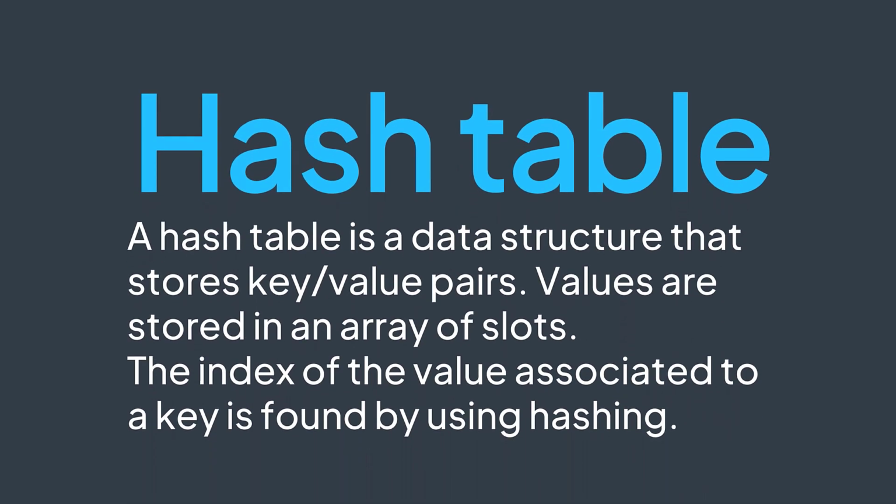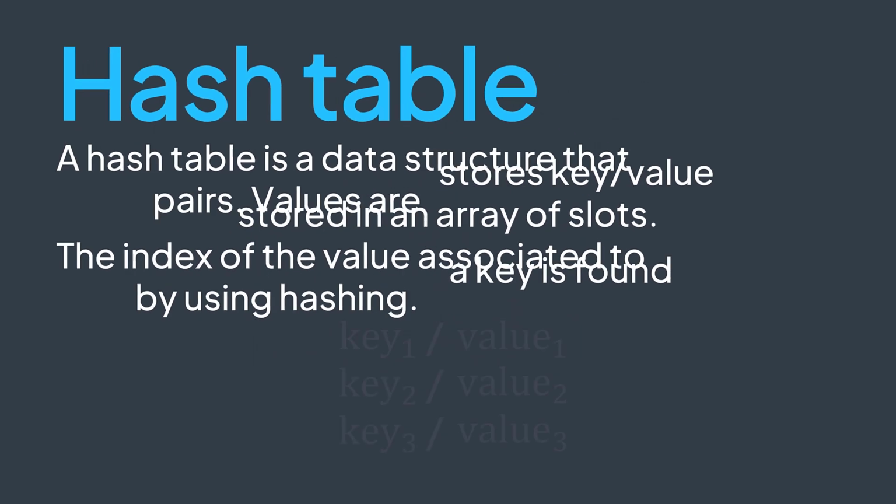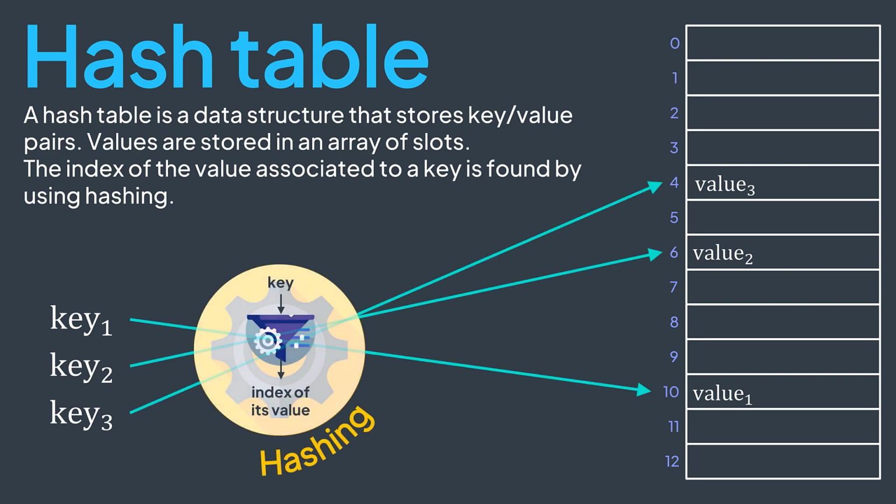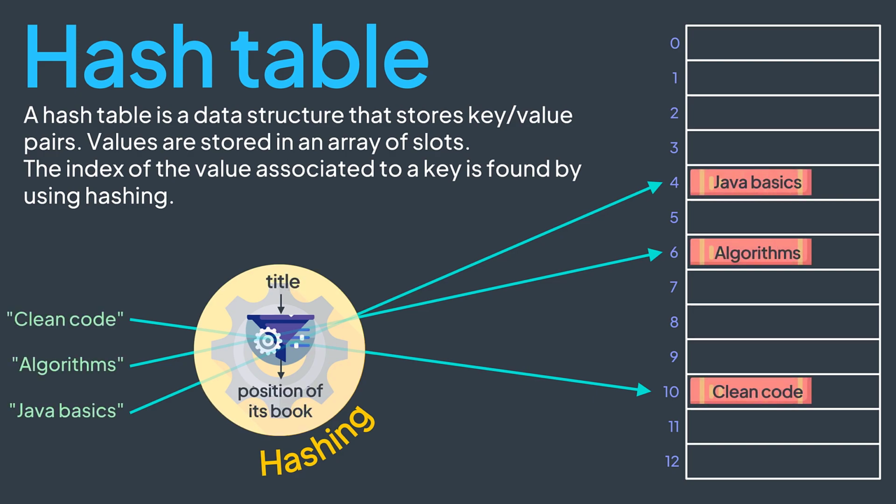A hash table is a data structure that stores key value pairs. Values are stored in an array of slots, and to find the index of the value associated to a key, we just use hashing. We take our key, we use hashing, and it gives us the index of its value in the array. With our initial example, a key is the title of a book, a value is the book itself, the array is the library, and an index in the array is a position in the library.